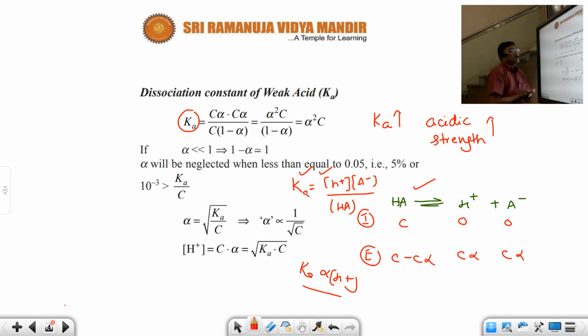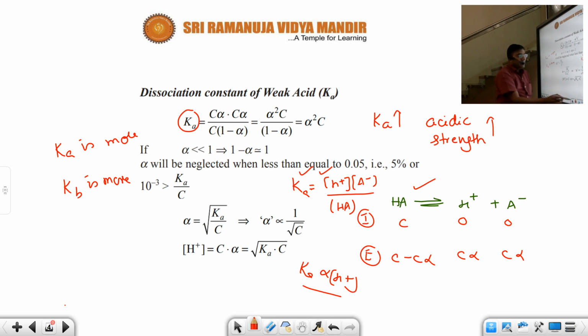And students, try to understand. Ka is the acid dissociation constant and Kb is the base dissociation constant. When the Ka value is more, that means the acid is stronger. When Kb is more, that means the base is stronger.